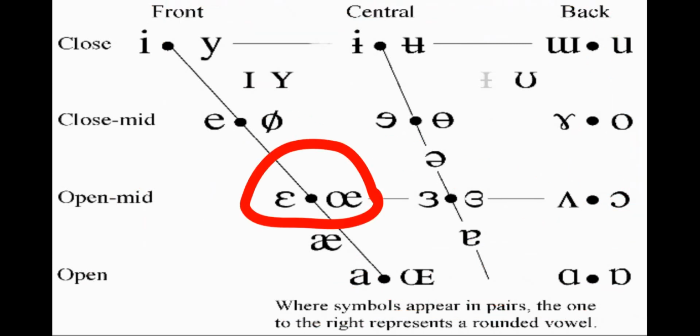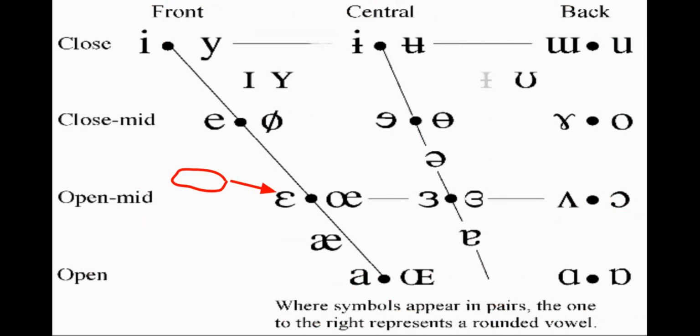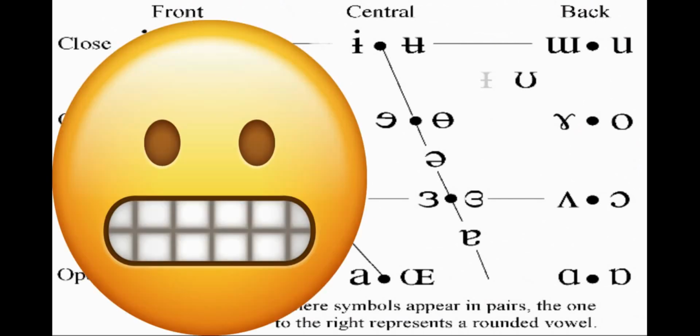The position of the symbol on the IPA vowel chart represents where the tongue is in the mouth when saying the vowel. Further right on the chart means that the tongue is further back in the mouth, and lower means, well, lower. When two symbols are right next to each other on the chart, the one on the left is said with lips unrounded or wide, and the one on the right is rounded, like this and here.